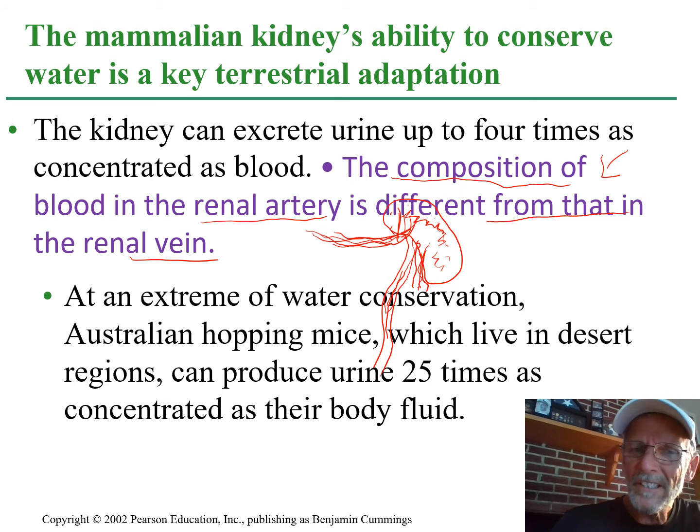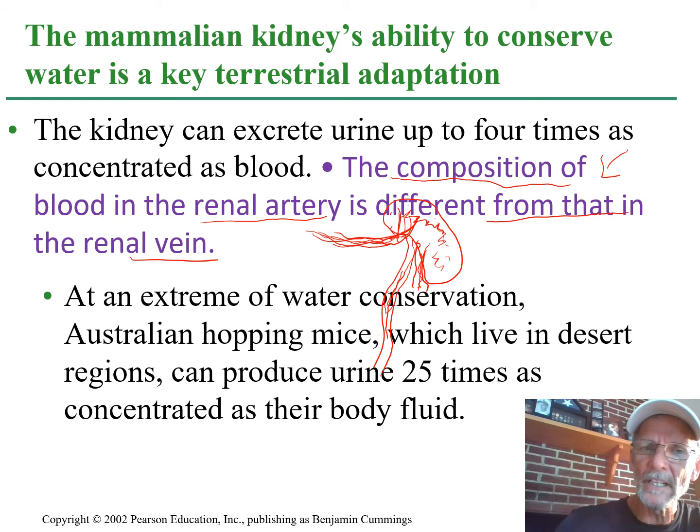So this kind of then gets simple. What did we take out of the blood that's coming in? Urea. So the urea content in the renal artery you would predict would be higher than the urea content of the renal vein. Where did it go? It went into this, right? That's going to end up in the ureter.